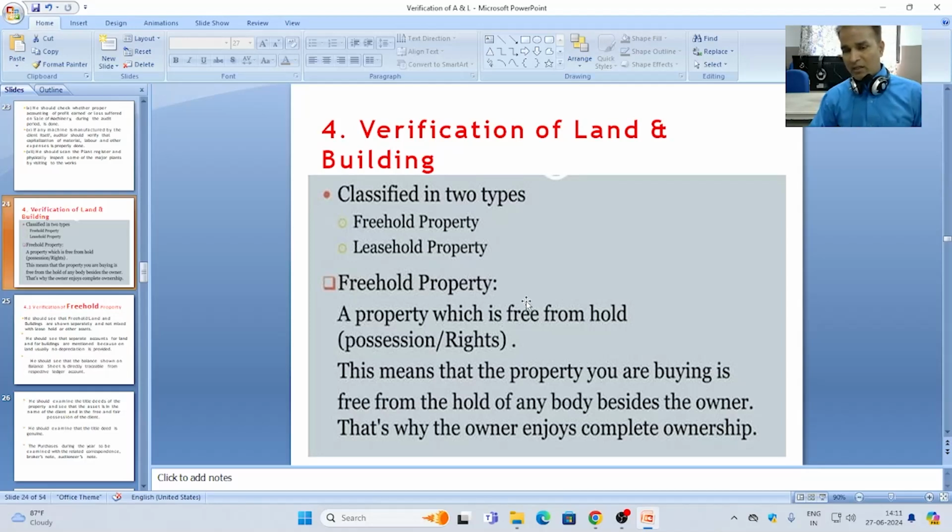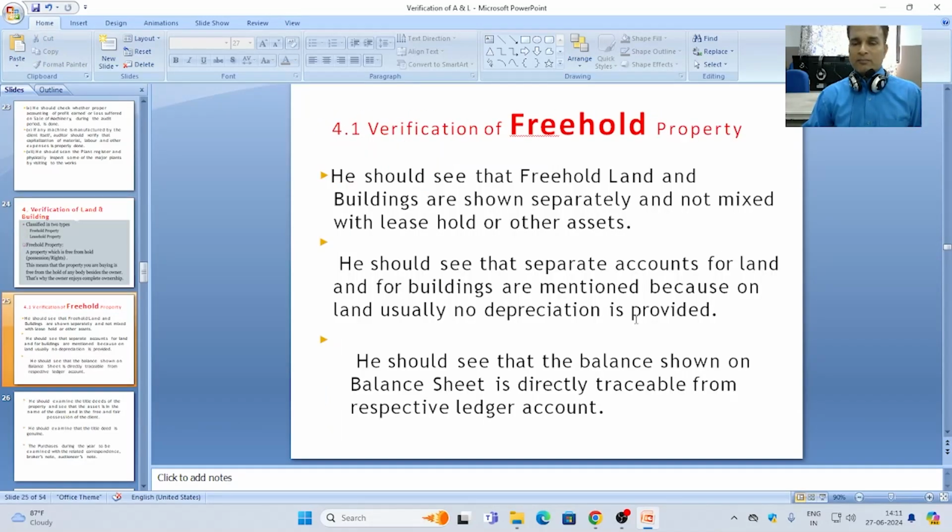What is freehold property? Let me discuss. A property which is free from hold. This means that the property the business is buying is free from the hold of anybody besides the owner. That's why the owner enjoys complete ownership. Now we discuss the verification of freehold property.